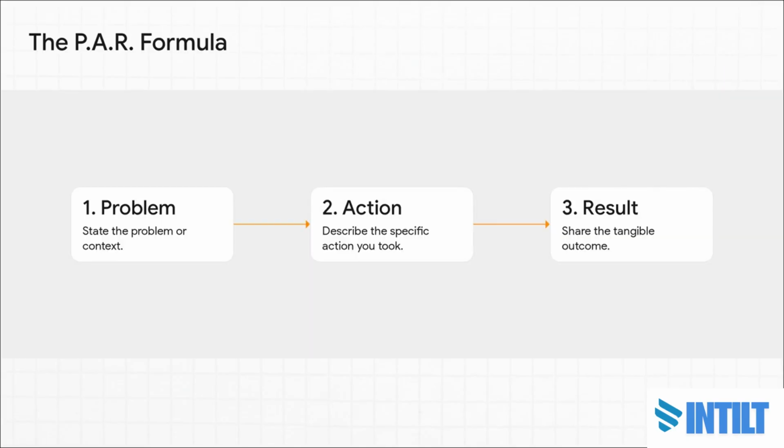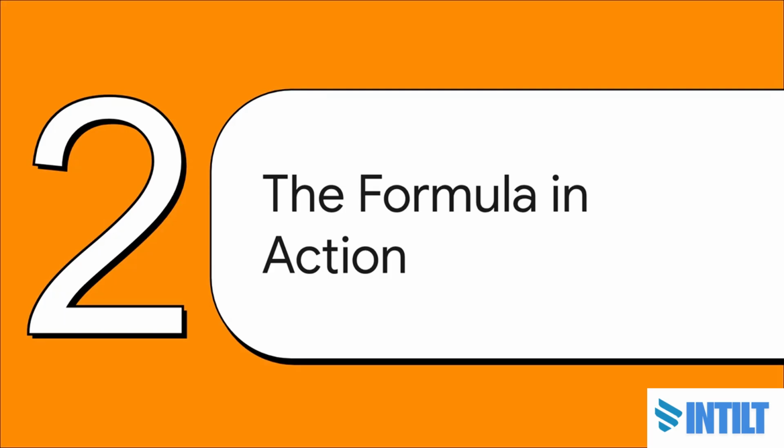So here it is, the secret sauce, the Problem Action Result Formula, or PAR for short. It's a super simple three-step story. First, you set the scene. What was the problem? Then you talk about what you did, what was your action, and finally, you tell them how it ended, what was the result. It's really that straightforward.